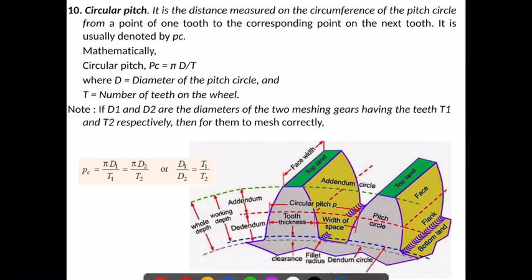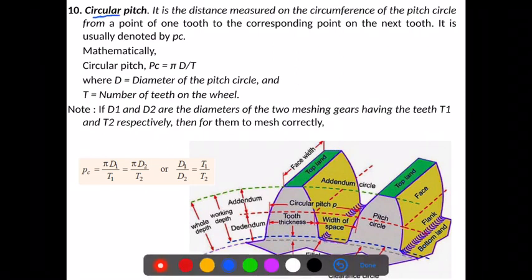Now circular pitch. What is this circular pitch? It is a distance measured on the circumference of the pitch circle, from a point of one tooth to the corresponding point on the next tooth. It is usually denoted by PC.